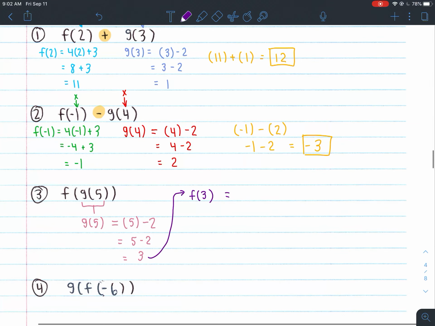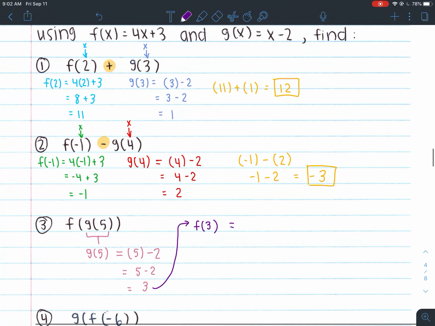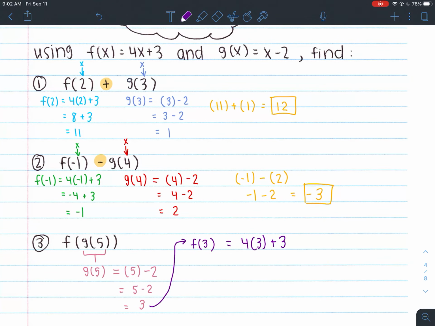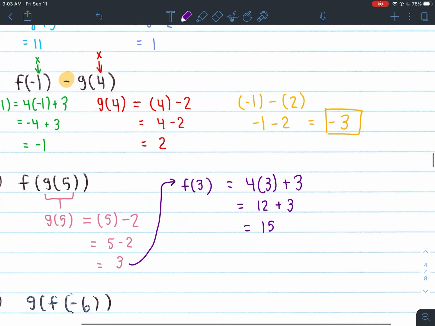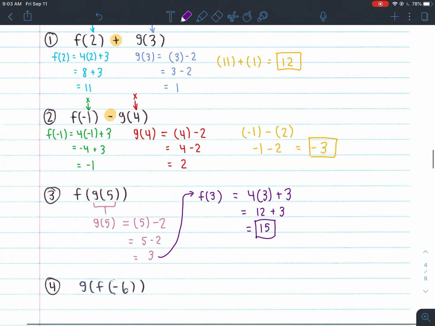Well, f of 3 means I'm going to have to plug in a 3 anywhere I see an x in the f function. So this would be 4 parentheses 3 plus 3 here. Again, I'm plugging in a 3 anywhere I see an x. So I'm going to get 4 times 3 is 12 plus 3, and 12 plus 3 is 15. Once I'm there, there's nothing left for me to do, so I'm finished.